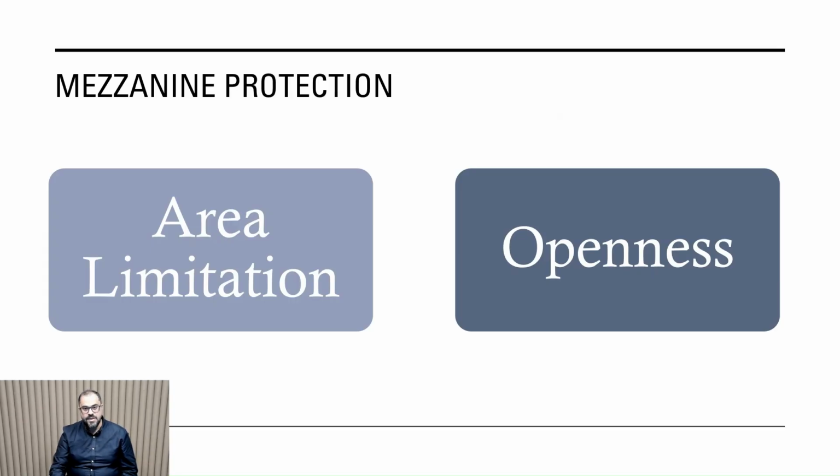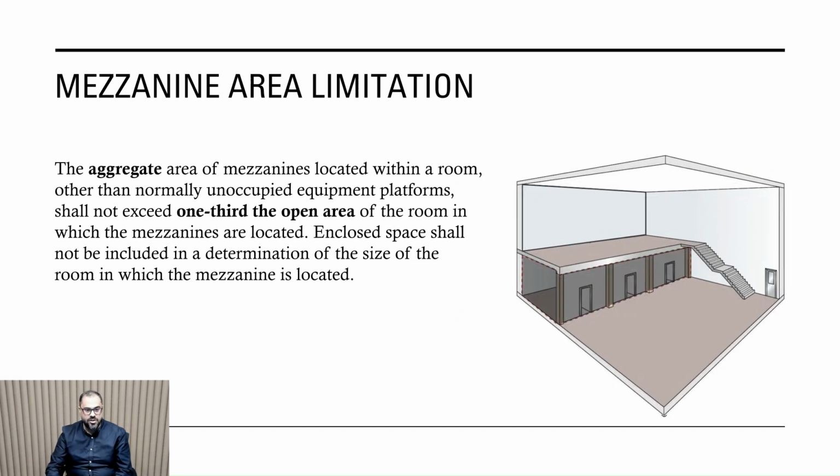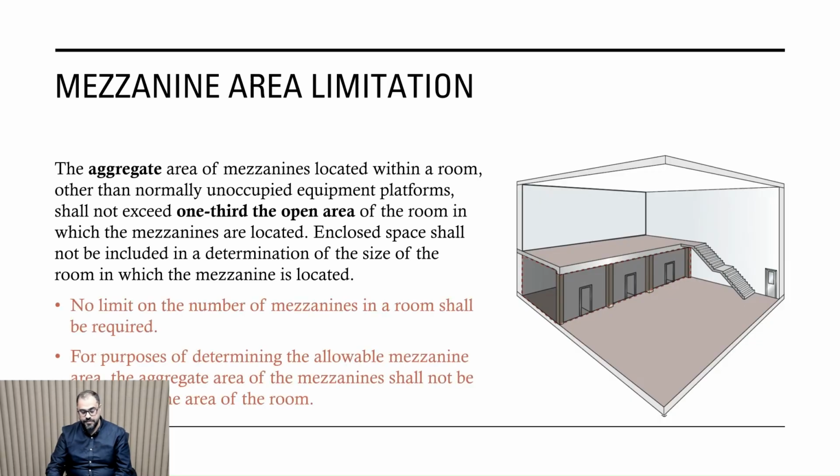What are the mezzanine protection requirements as per the code? There are two main considerations while we are discussing the mezzanine protection, which are the openness and the area limitations. Those are very important areas to focus on. The aggregate area of mezzanines located within a room, other than normally unoccupied equipment platforms, shall not exceed 1/3 of the open area of the room in which the mezzanines are located. Enclosed space shall not be included in the determination of the size of the room in which the mezzanine is located.